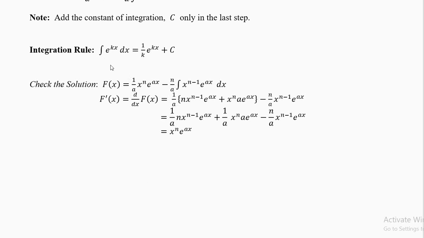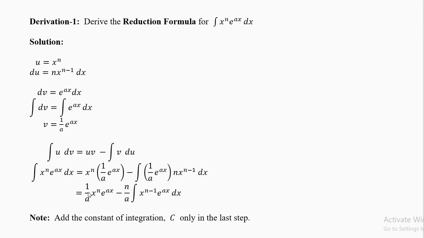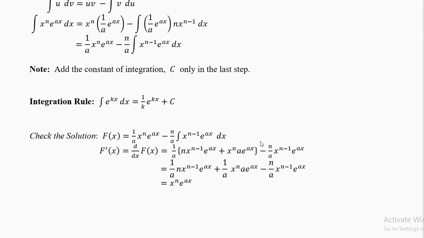Now what rule of integration are we using here? e power kx, which is 1 over a e power kx plus c. Now you can verify whether the reduction formula is correct. Now this is your capital F of x, 1 over a x power n. Whatever comes on the right here is your capital F.